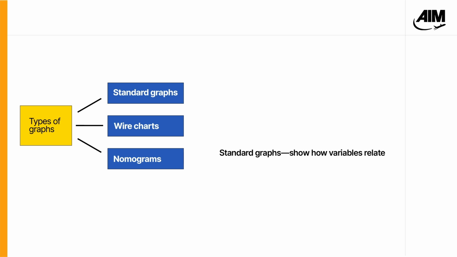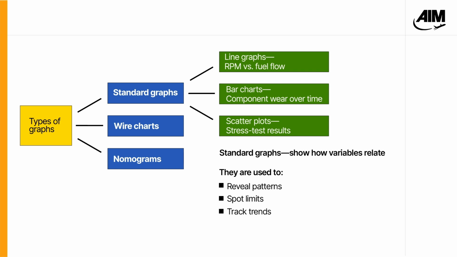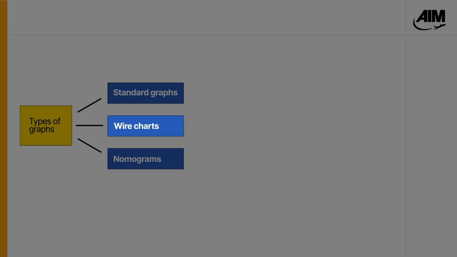First, we have standard graphs. These show how variables change and relate. They help you identify patterns, limits, and trends. Examples include line graphs showing engine performance, bar charts comparing component wear over time, and scatter plots used in stress testing turbine blades. Next are wire charts.